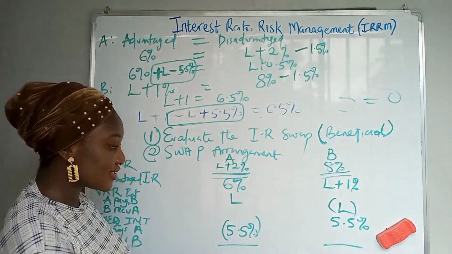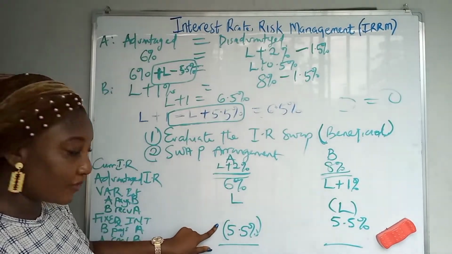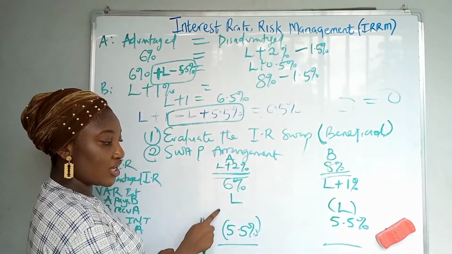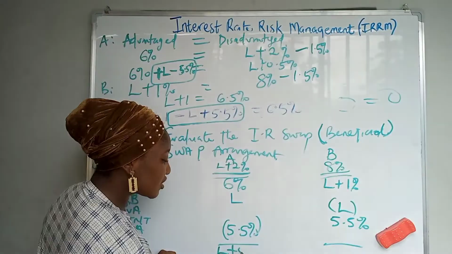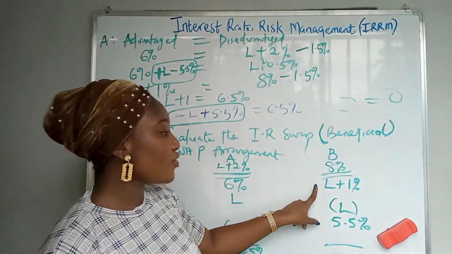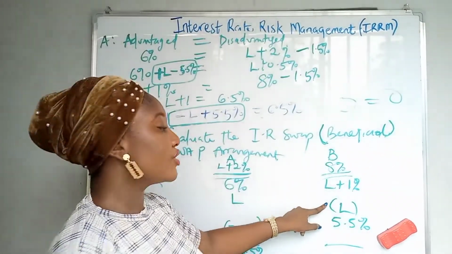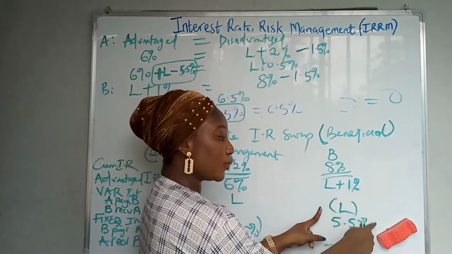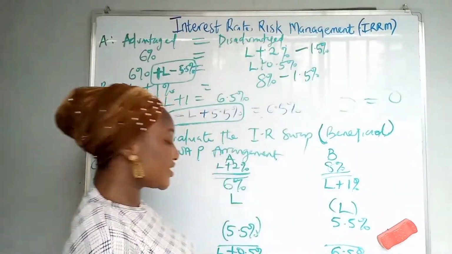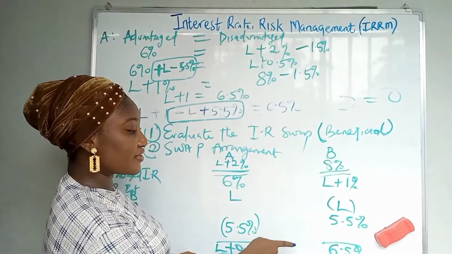Then you can now cast this. So look at now, when you cast this, 6 plus L minus 5.5%, what would that give you? That is 6 minus 5.5%. That will give you 0.5%. Then you still have your L. So your L plus 0.5%. Does it make sense? Then here you have L plus 1 minus L plus, that will be L minus L. That's 0. So you are left with 1 plus 5.5, and that will give you what? 6.5%. Can you see this is the effective interest rate? Is it clear? So you have L plus 0.5% and you have 6.5%.